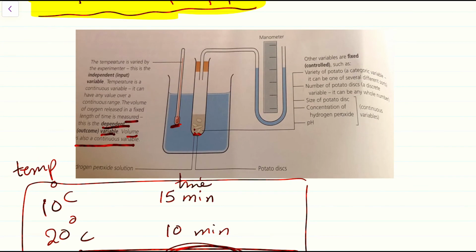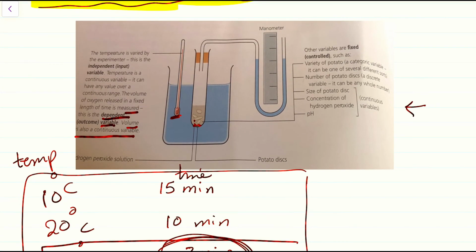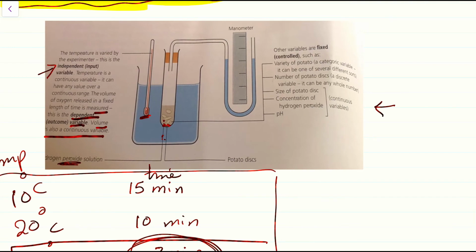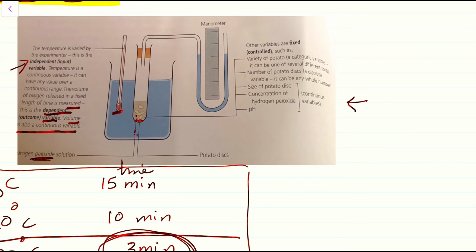So again, we'll go back to this question. We have two variables, which one is independent? For sure it will be the temperature, that's why we are using the thermometer. And we have the dependent one, the volume of oxygen produced by the breaking down of hydrogen peroxide into water and oxygen. So the oxygen produced can be measured, and we have different variables which should be controlled, like the number of potato discs, size of potato discs, concentration of hydrogen peroxide, and pH.